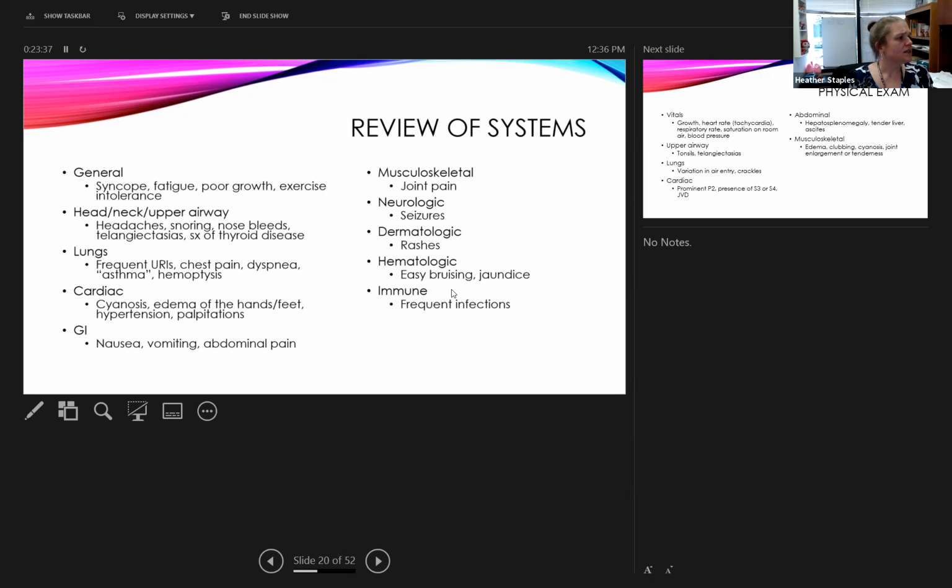Okay, so you may see syncope, fatigue, poor growth, difficulty with exercise. Syncope with exercise also should kind of pique your interest in pulmonary hypertension. Some kids may develop headaches, dyspnea, hemoptysis. These are a lot of non-specific symptoms, but if you're seeing a constellation of these, multiple of them, and you don't really have another diagnosis, at least have pulmonary hypertension on your differential.